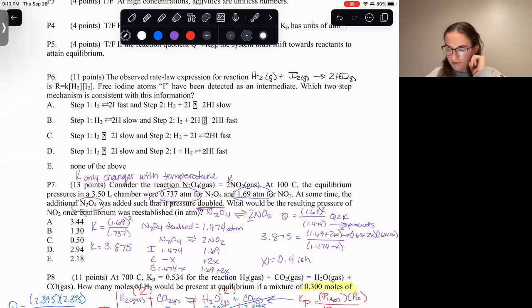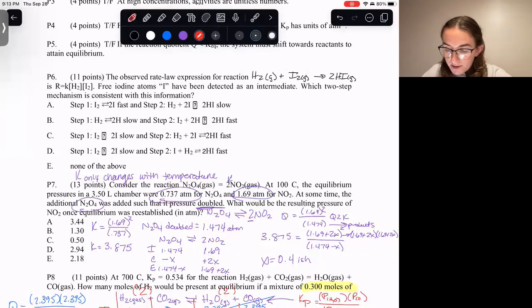Okay, so here we have H2 gas plus I2 gas goes to 2HI. Okay, and the question is, so we know that that is our reaction, and the rate law is R is equal to K H2 times I2. Free iodine atoms I have been detected as an intermediate. Which two-step mechanism is consistent with the information?